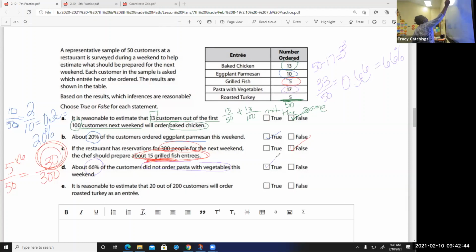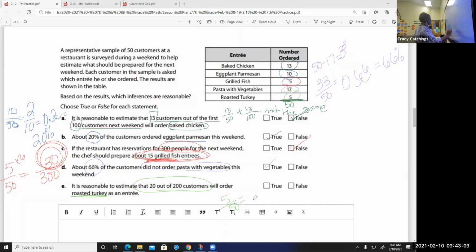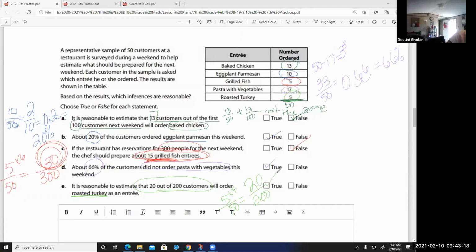Great job. All right, looking at E, it says it is reasonable to estimate that 20 out of 200 customers will order roasted turkey. How many people chose roasted turkey now? 5. All right, so we have 5 out of 50. If we do 200, let's see what we'll get. 50 times what is 200? 4. So then 5 times 4 is 20. 20 would work. Any questions about it?